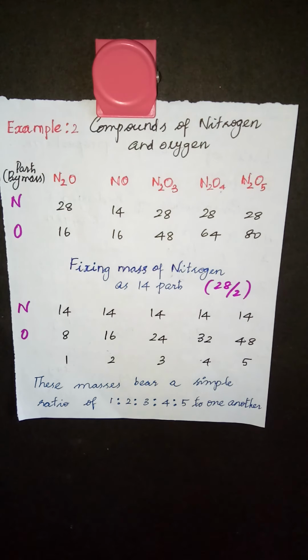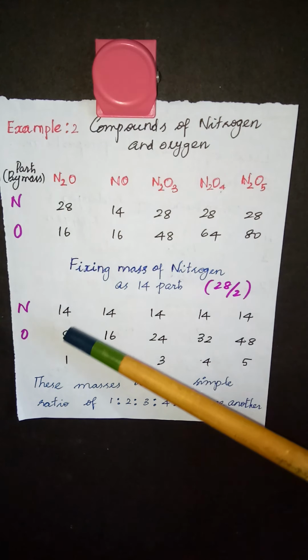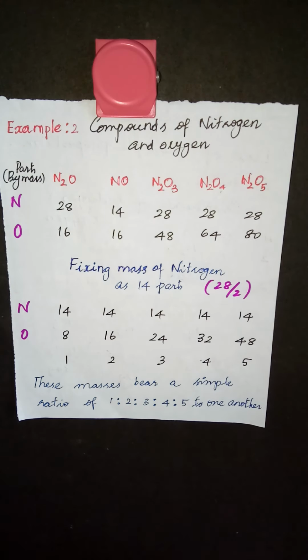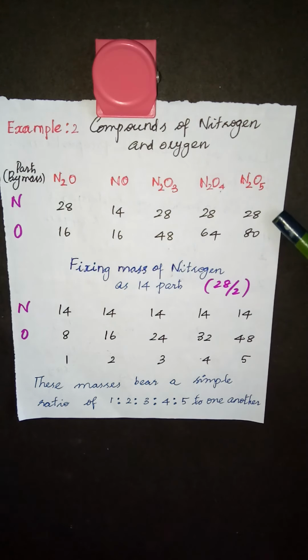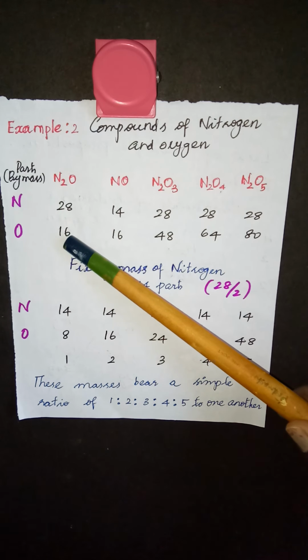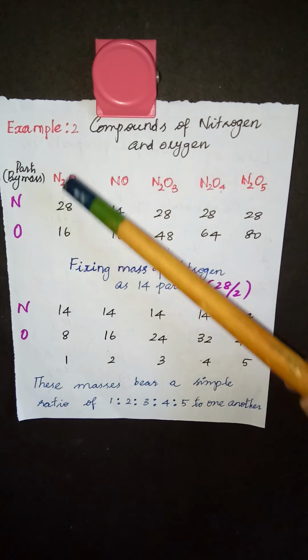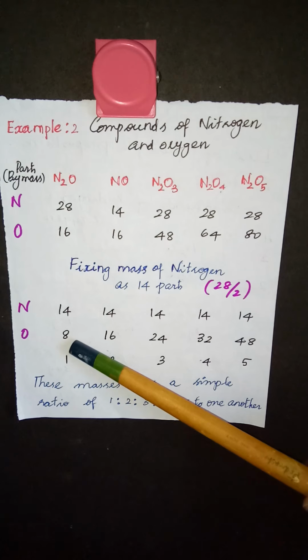Now as the law states, you are going to fix the mass of one element. Let's take nitrogen here. We will fix the mass of nitrogen. What is the actual mass of one nitrogen? It is 14. So you're going to fix all these numbers as 14. So here it is 28, so divide by 2, you'll get 14. When you divide this by 2, you have to divide this also by 2 because this is also present in the same compound. So 16 divided by 2 will be 8.